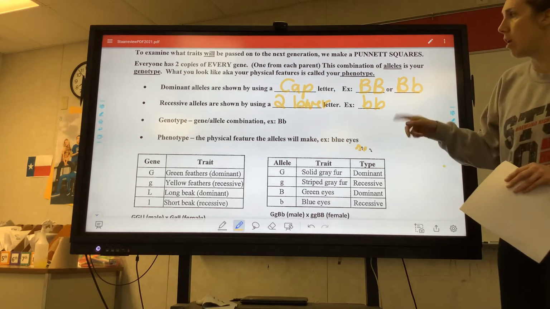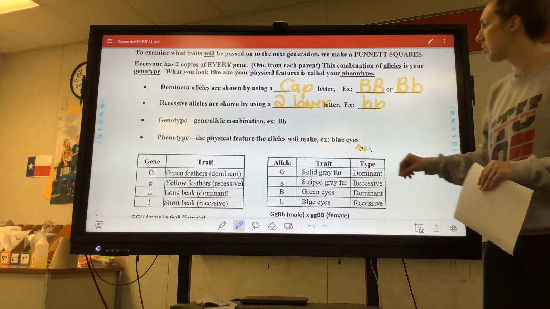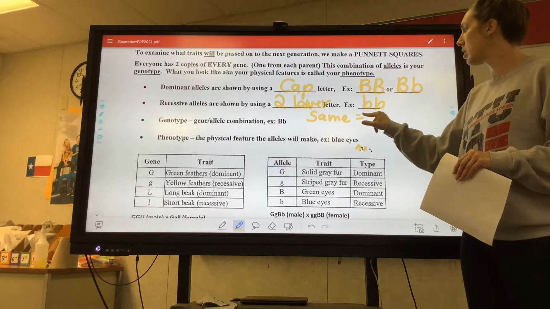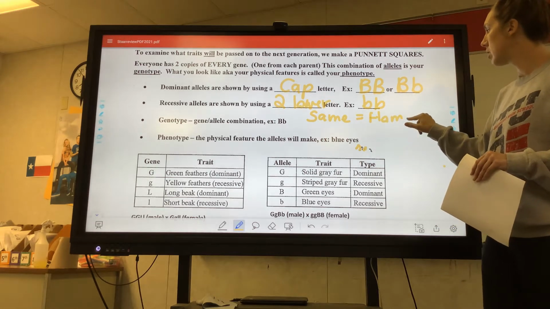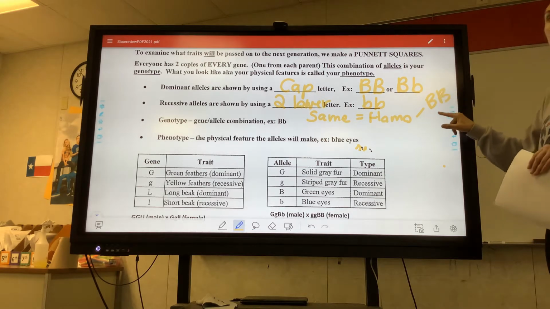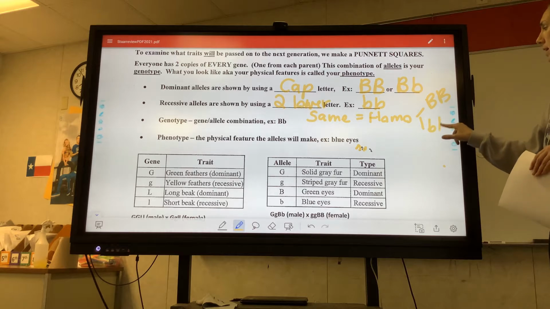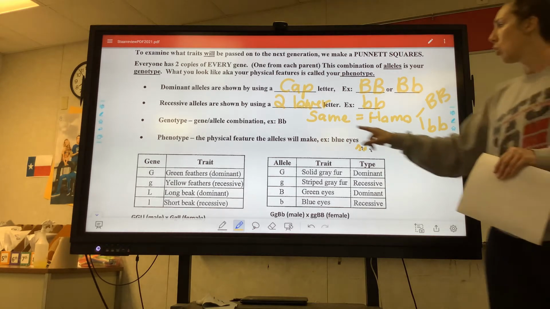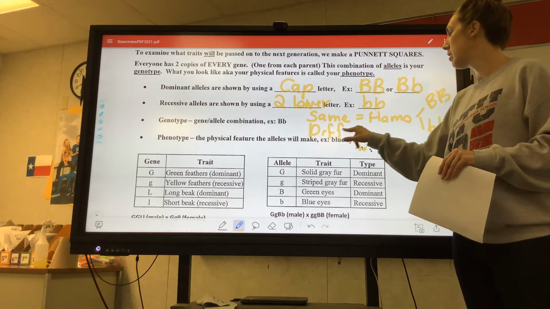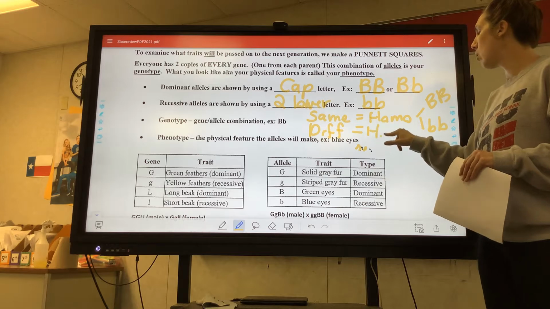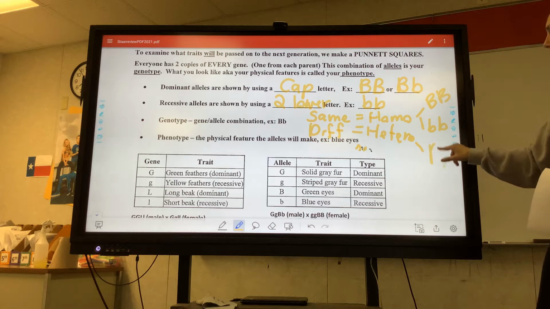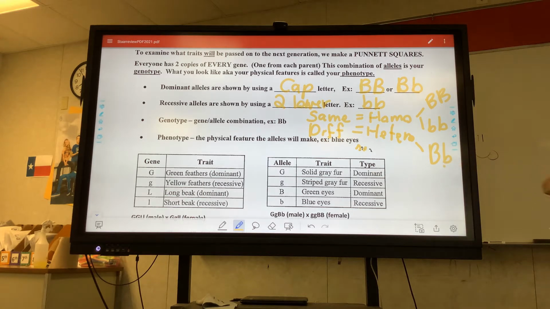Now, one thing I'm not including is when you have the same, you are considered homozygous. This could be big B, same. This could be little b, same. Okay? When they are different, it's considered heterozygous. And the only way to be different is a big and then a little, because they're different. Okay?